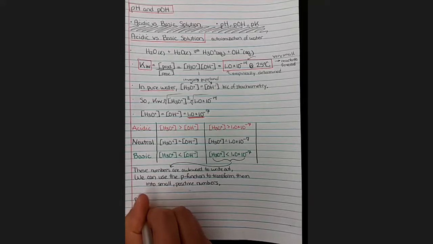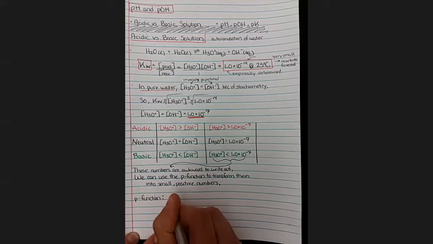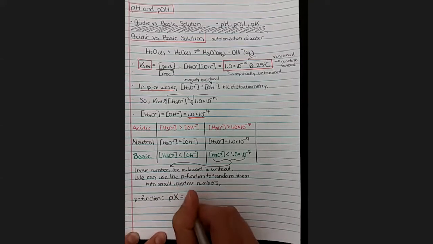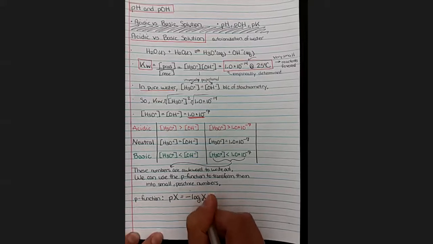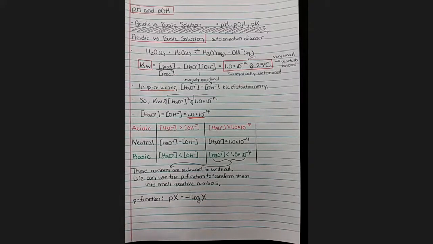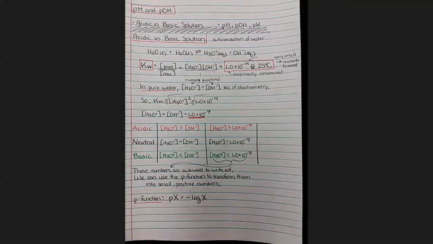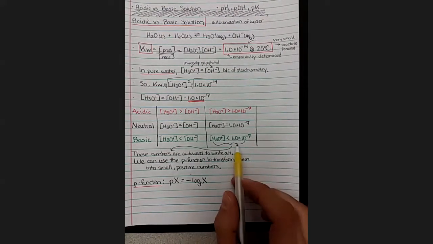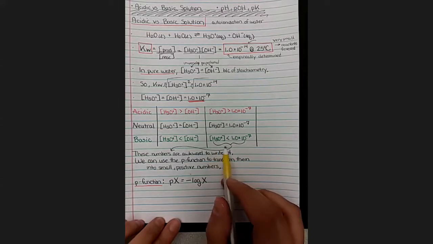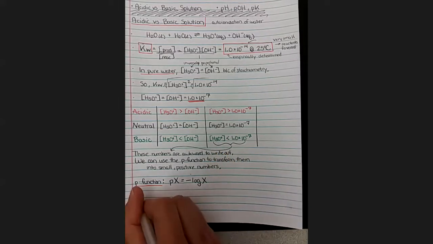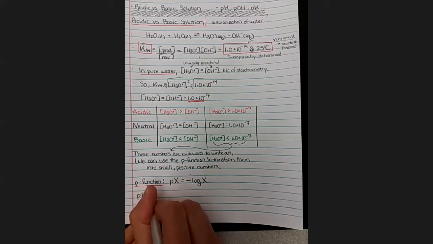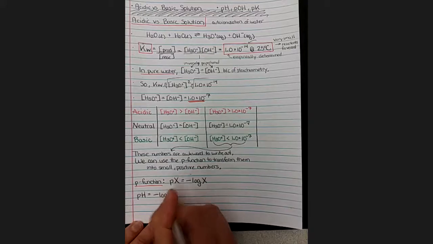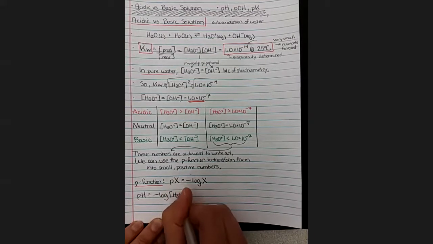Okay, so the mysterious P function is simply this. If you take the P function of something, that means you take the negative log of something. We just called it the P function because it's easier to write than negative log. And we use the P function to help adjust these numbers. So these numbers were for H3O plus, or we can simply write H. So the P function of H is the negative log of our H3O plus concentration.